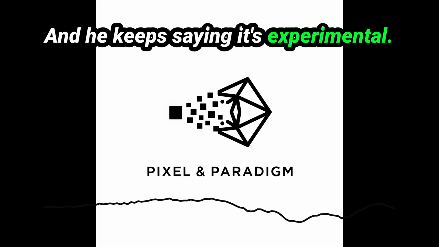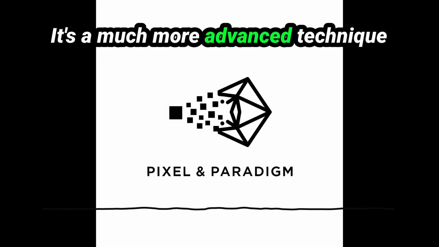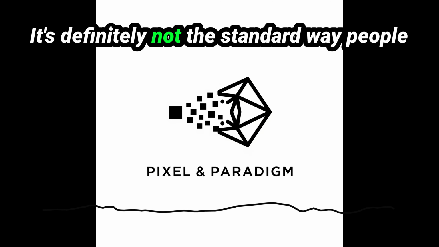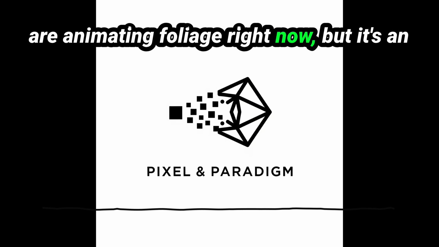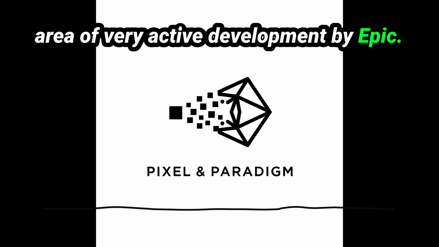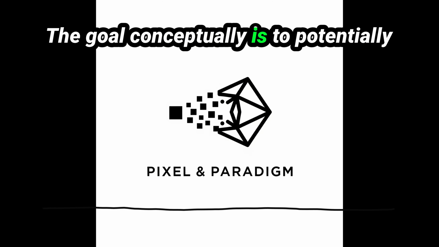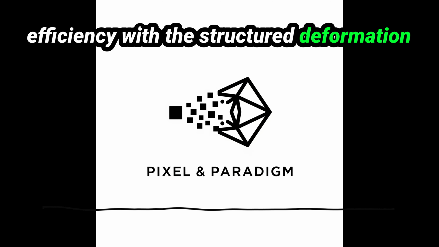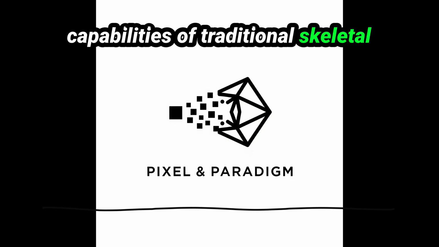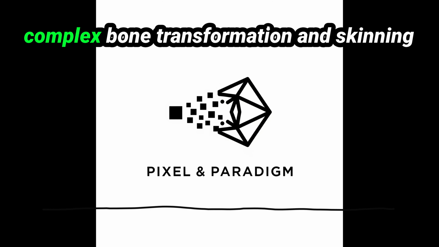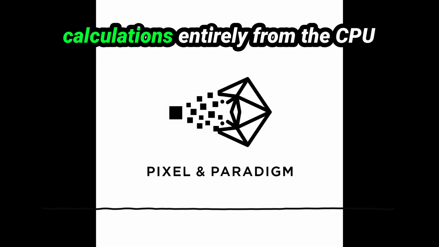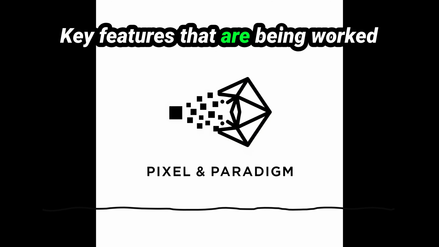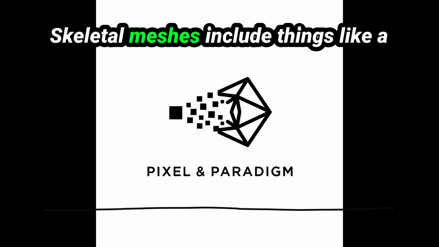Yeah. And you keep saying it's experimental. Yes, it's a much more advanced technique and currently still an experimental feature within Unreal Engine. It's definitely not the standard way people are animating foliage right now, but it's an area of very active development by Epic. The goal, conceptually, is to potentially combine nanite's incredible geometric efficiency with the structured deformation capabilities of traditional skeletal animation, and ideally offloading the complex bone transformation and skinning calculations entirely from the CPU onto the GPU using compute shaders.